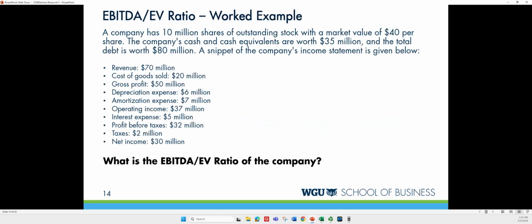So let's take a look at this example. Our company has 10 million shares of outstanding stock with a market value of $40 per share. The company's cash and cash equivalents are worth $35 million and the total debt is worth $80 million. A snippet of the company's income statement is given below, and we have our financial information presented here. These are values coming from the income statement. Okay, and it says, what is the EBITDA to EV ratio of this company?